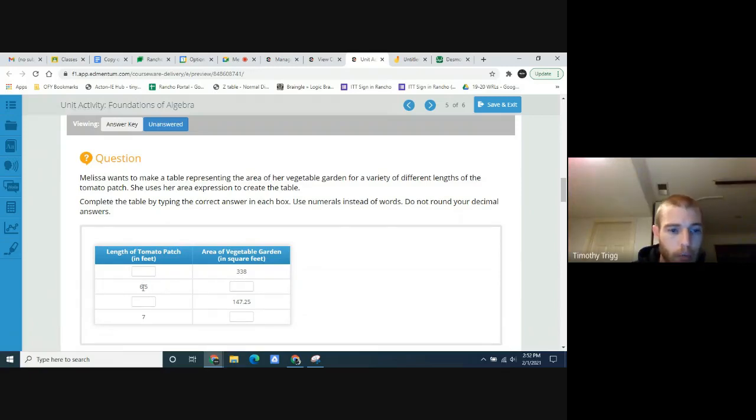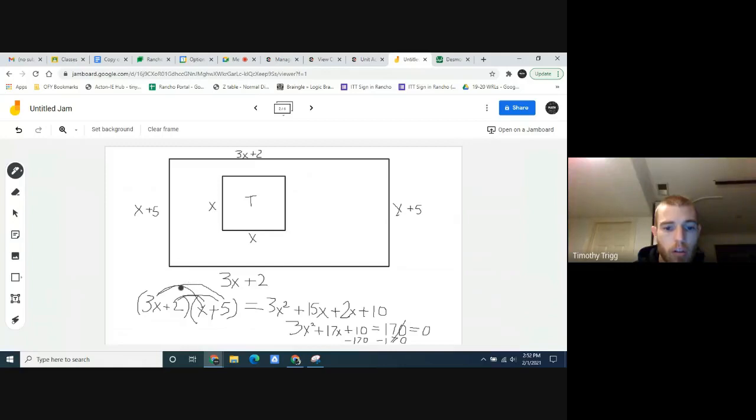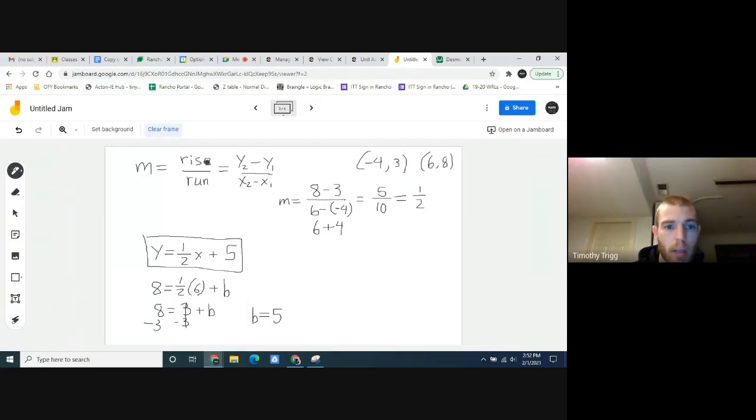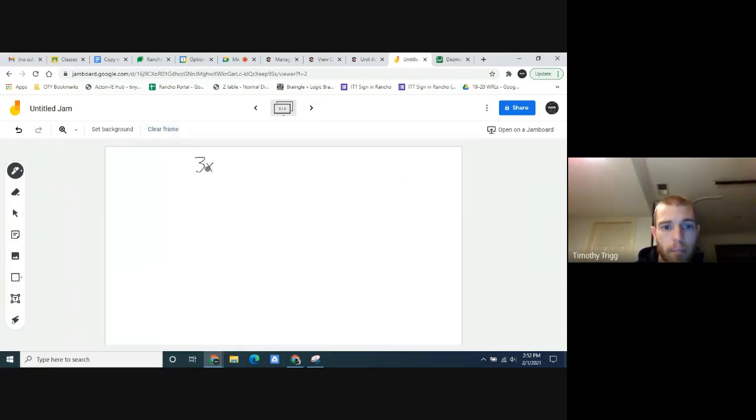So what we're actually going to do, we're going to fill in these two right here first. We're going to do the ones where they give us the length of the tomato patch and we find the area of the garden. So let's go back to what we had right here: 3x squared plus 17x plus 10. I'm going to write that on another slide here.